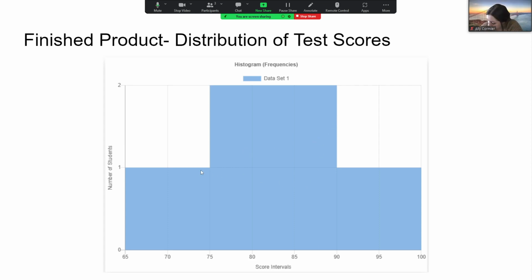Right, so we're taking our 10 numbers and we're breaking them down into something that's a little bit more visually appealing. Each one of these bars or blocks represents one student, and you can see that the majority of them were focused right here in the middle. Okay, so that's a histogram.